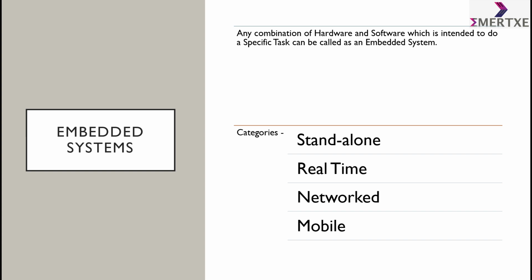The categories of embedded system include standalone, real time, networked, and mobile. Standalone means that it is an independent embedded system. It does not need any extra or outer help from any of the other devices. Real time is an embedded system that works in real time, and it is very important to know what kind of a real time embedded system we are dealing with. There are two types of real time: hard real time and soft real time.